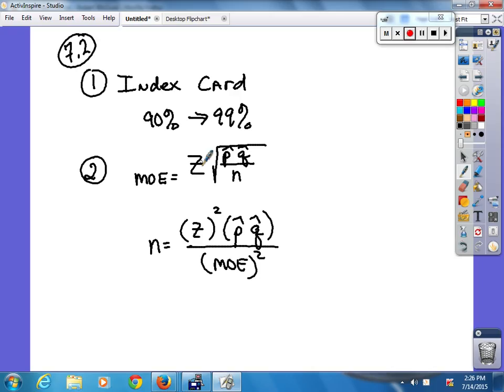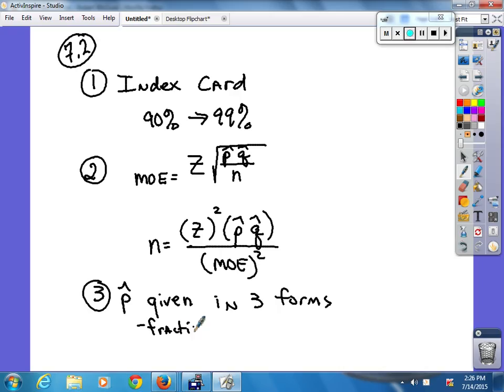What else do we need to know? The biggest thing we need to know, we should have put it as number one, is that p hat is going to be given to you in three different forms. And what are those forms? A ratio, a fraction, a decimal, or a percent. And that's all you need to know for 7.2.